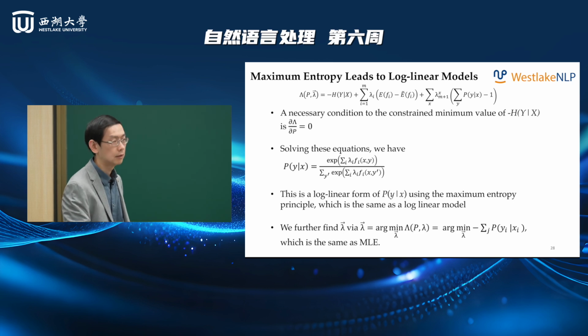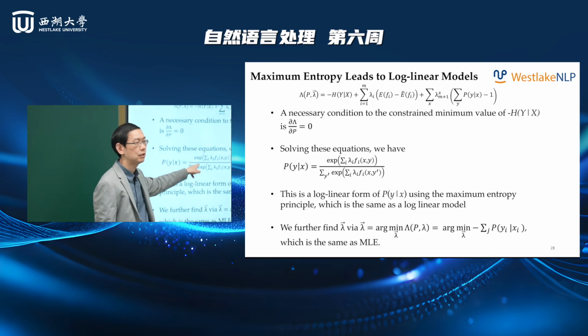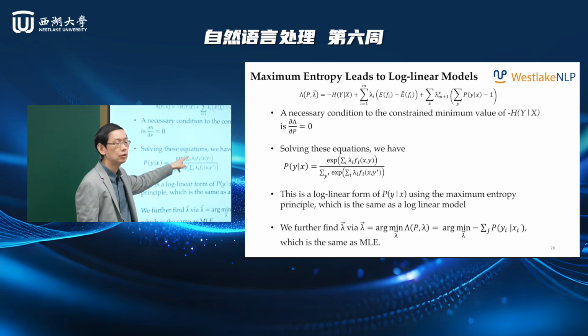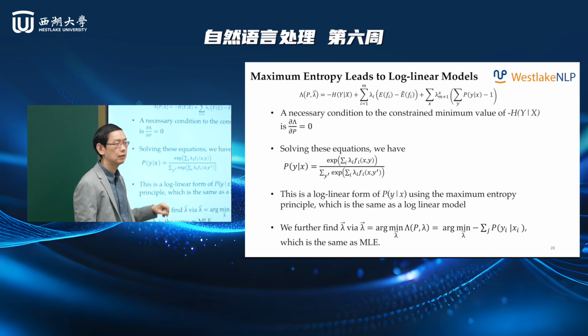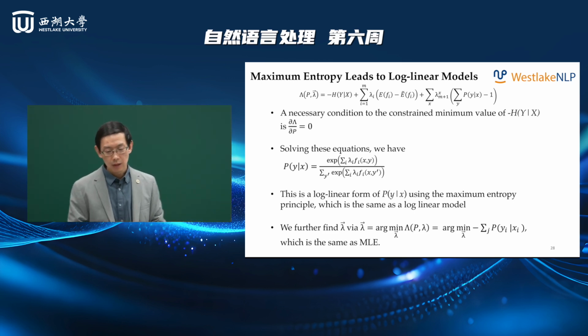But what is it? The first thing you observe is that this is a softmax function, right? Can you see that this is a softmax function? It's e to the power of something about x, y divided by the sum over all possible y prime of e to the power of something about x, y prime. So it's softmax.